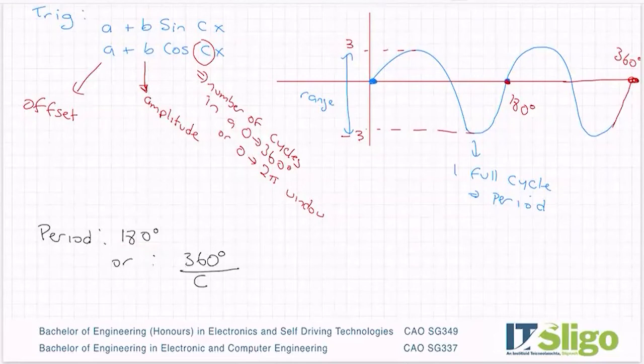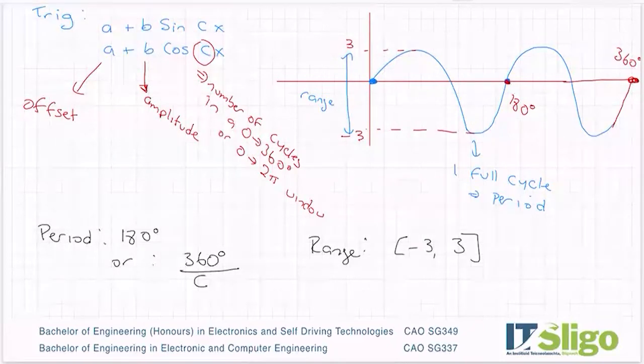So that's your period. My range in this one is -3 to 3. You can also see this from B. That's all I can think of for recognizing trig functions. I'll come back to that again with questions in due course.